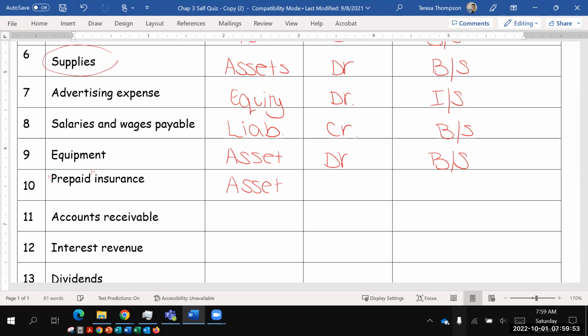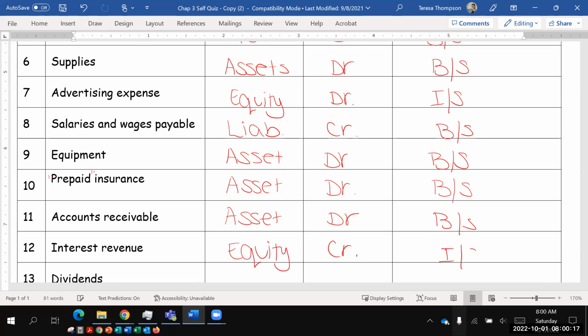We're buying supplies before we actually use them. We're buying equipment and we're going to use that equipment for 5, 7, 10 years, right? So we're buying it in advance. So that, like all assets, normal debit balance on the balance sheet. Accounts receivable, same. Interest revenue, that's an equity item. All revenue, normal credit balance on the income statement.